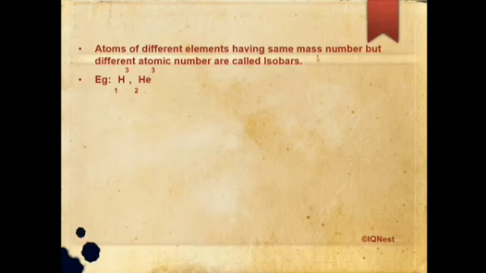Next, the term isotope was introduced by Frederick Soddy. Next, atoms of different elements having the same mass number but different atomic number are called isobars. For example, 1H3 and 2He3. H is hydrogen and He is helium. Both of these elements have different atomic numbers but the same mass number. Because of that, these are called isobars.